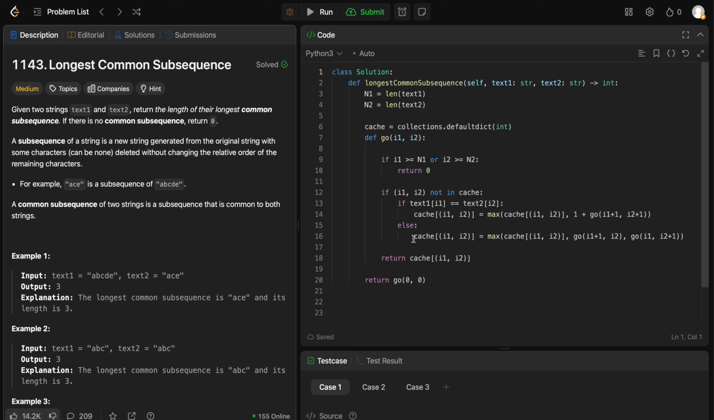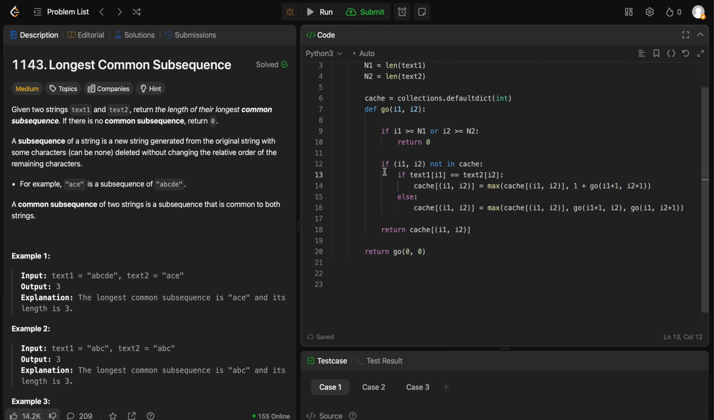Welcome back. In this video, we are continuing on problem 1143, longest common subsequence. In last video, we did the top down solution for this problem. So, we have a cache and we have indices of the strings. If they are out of bounds, we return 0, and if not in cache, we do this part.